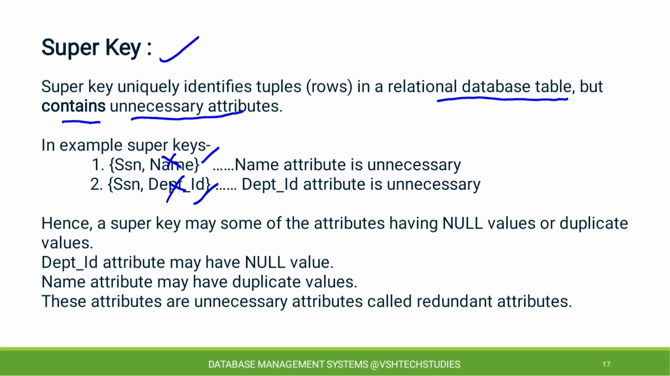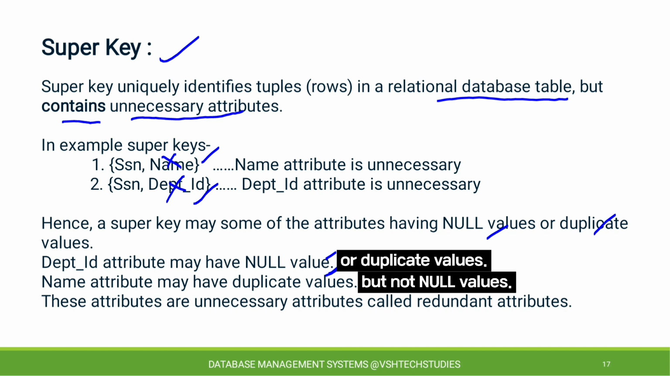So hence a super key may have some attributes having null values or duplicate values. Here the department ID attribute may have null and duplicate values also. Then the name attribute may have duplicate values but not null values. These attributes are unnecessary and they are called redundant attributes. So after recalling these points, we shall move on to keys which are derived from super keys.